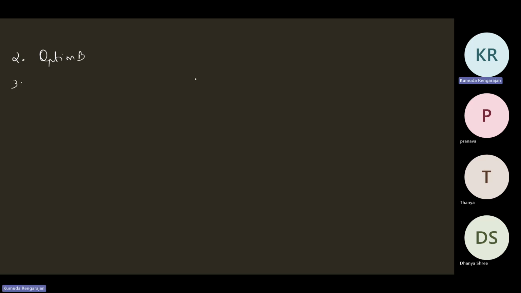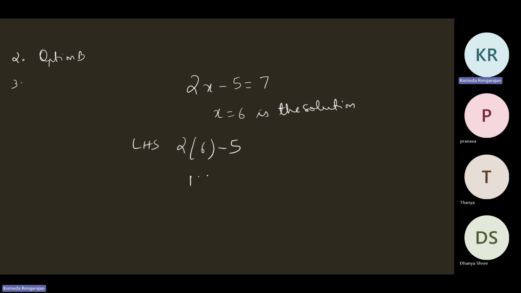Like, for example, we have this equation 2x minus 5 is equal to 7. When we say x is equal to 6 is the solution, that means when you put x as 6, the equation is satisfied. So see here, 6 into 2 is 12, 12 minus 5 is 7. And the right hand side is also 7. That means the equation is satisfied when x is 6. So x is a solution to this equation.